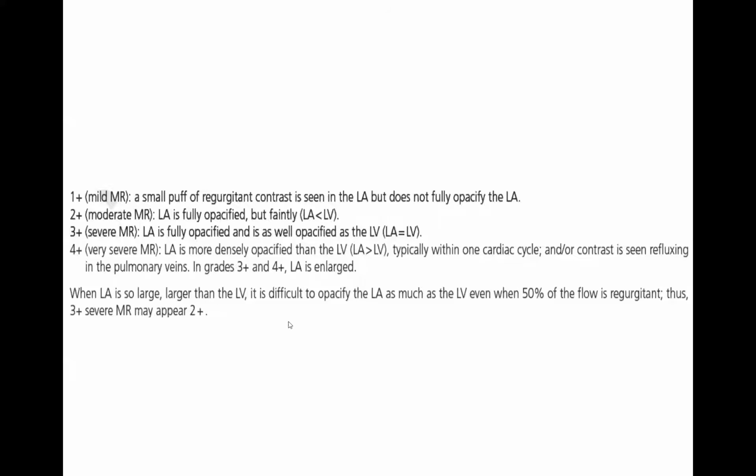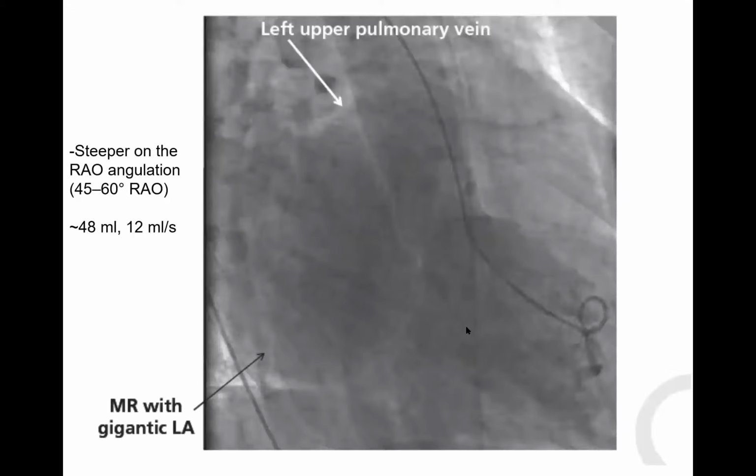Okay. Now there is a catch though when we're doing this. What I'm saying indicates that one, you need very good filling of the LV. You need very good filling of the LA. And keep in mind, in patients with severe MR, you may have a huge LA. Okay, so in order to fill it, you have to give a large volume of contrast. Okay, that's 1. 2, you need to open the LA.